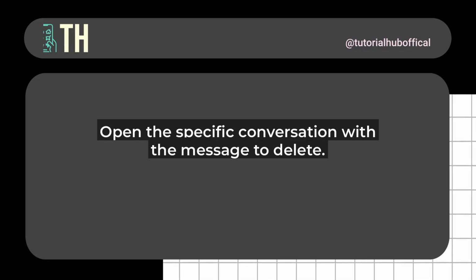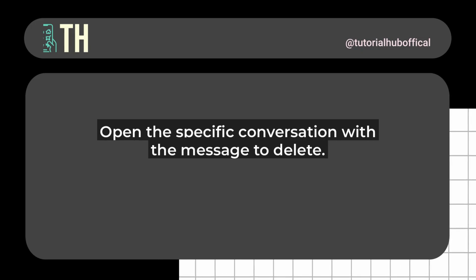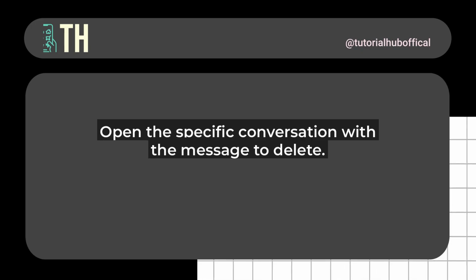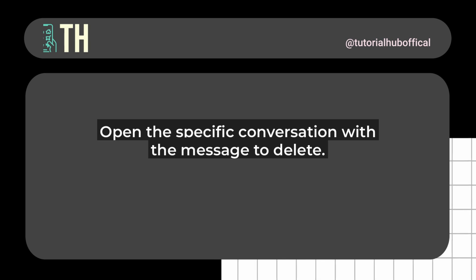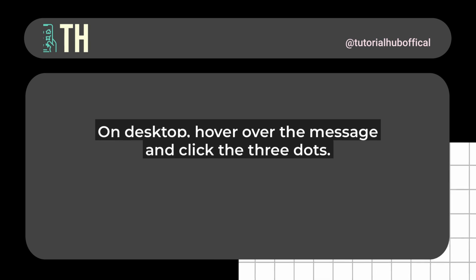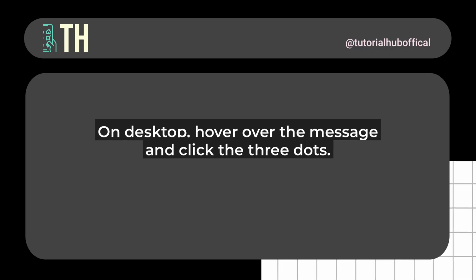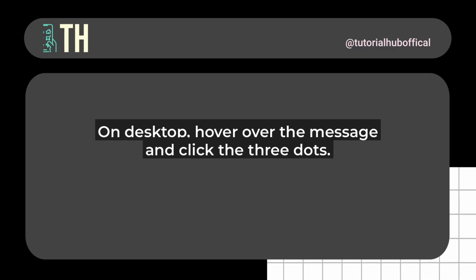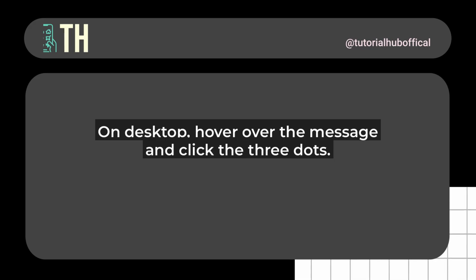Now, locate the conversation that contains the message you want to delete. Scroll through your chats until you find it, then open the conversation. Here's where it gets straightforward. On desktop, hover over the message you want to remove and look for the three dots that appear next to it. Click those dots and select Delete from the drop-down menu. A confirmation pop-up will appear. Go ahead and confirm to permanently delete the message.